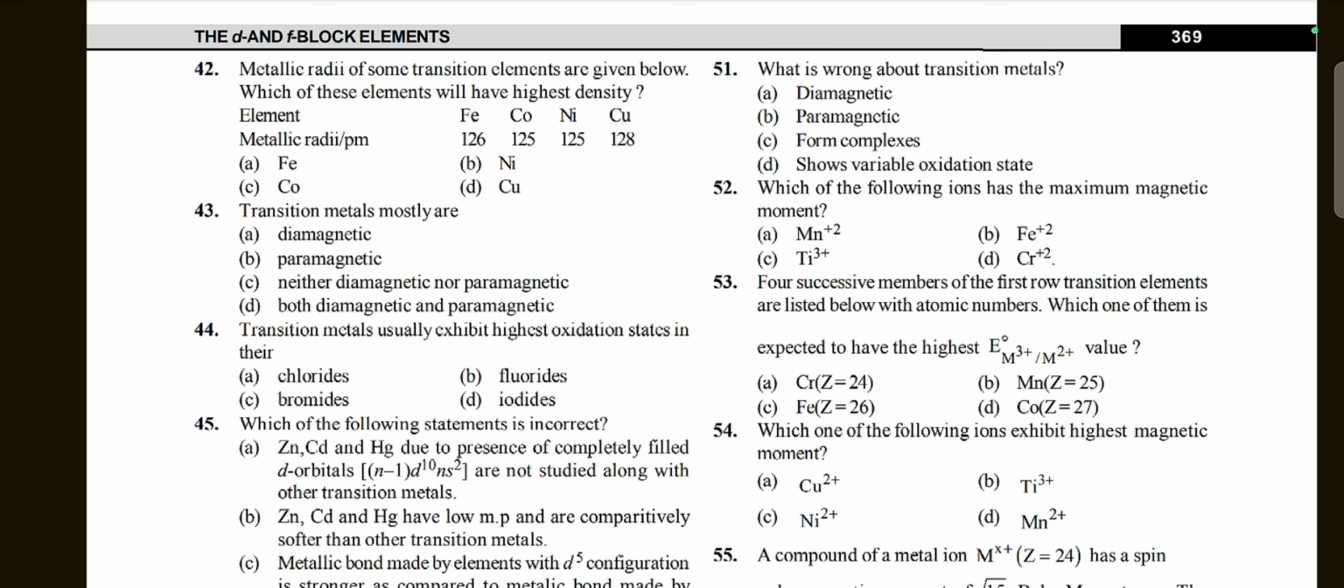Transition metals mostly are paramagnetic, since they contain unpaired electrons. Transition metals usually exhibit highest oxidation states in their fluorides. Since reduction potential of fluorine is highest, transition elements exhibit highest oxidation state with fluorine.